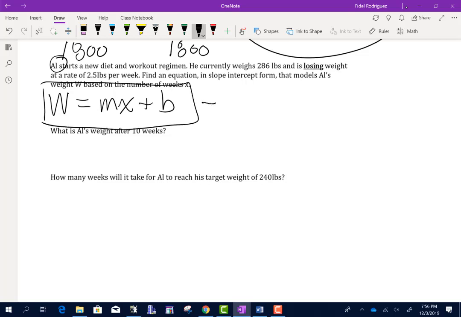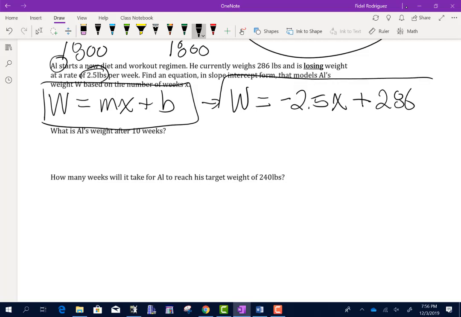All right, so let's see. W equals. Okay, Al is losing weight. Because he's losing weight at a rate of 2.5 pounds, would it be a positive or a negative? Negative. Negative 2.5x. And how much does Al weigh right now? 286. Yeah, he's a big boy. Boom, there we go.